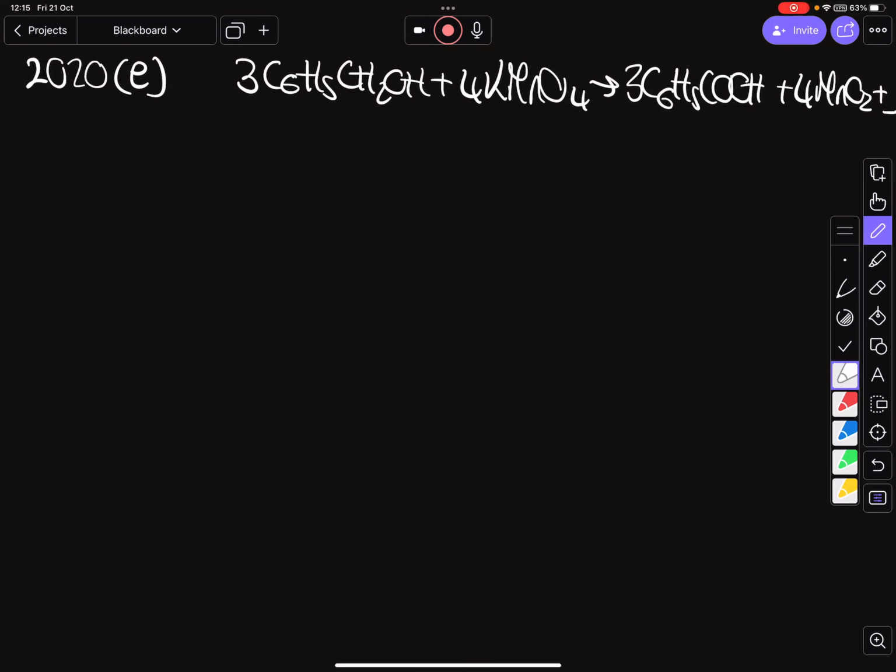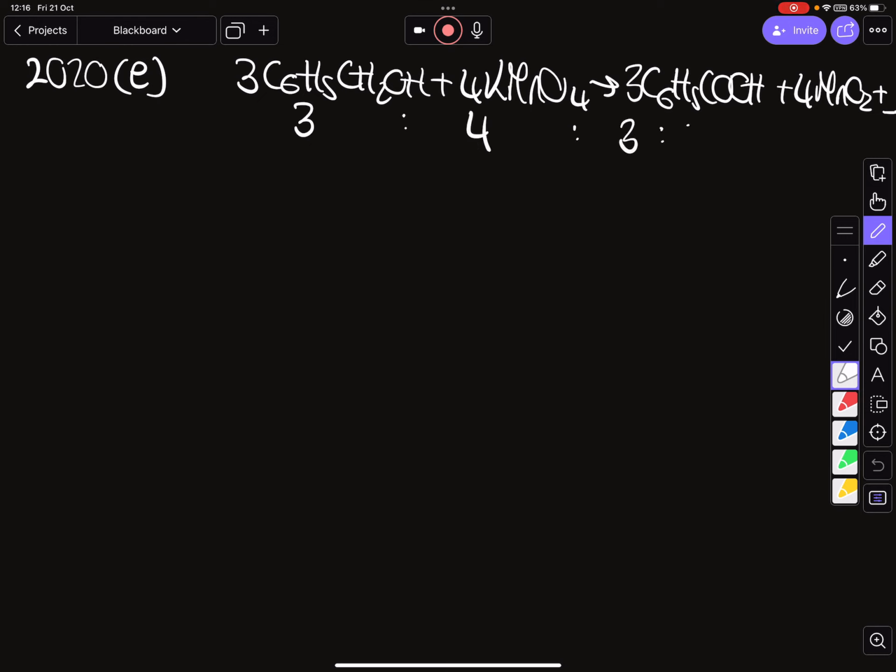Okay, so we're looking at the working out for 2022E. The equation is written at the top. I've only written really the parts that we're interested in. This one is the daddy because there's a lot of points to this. So the first thing we're going to do is what we always do. We write our ratio as moles.